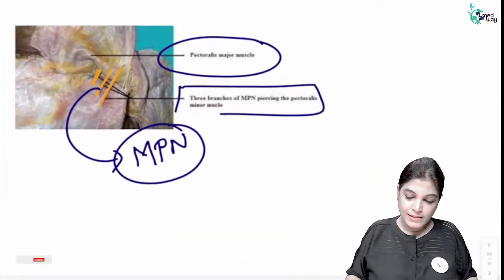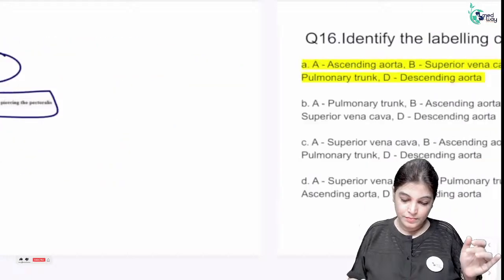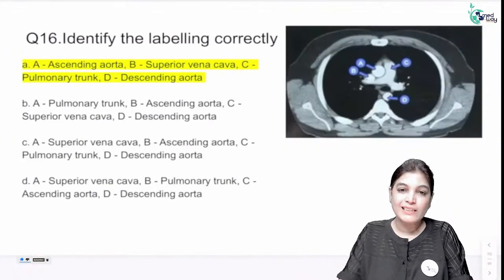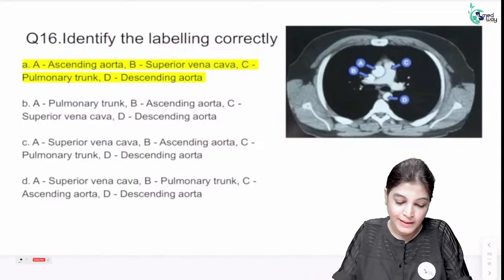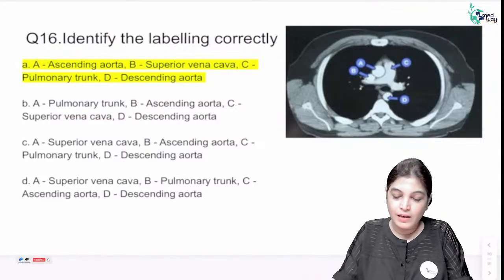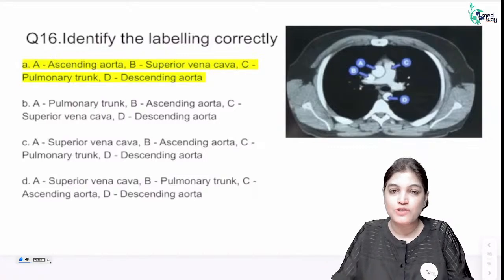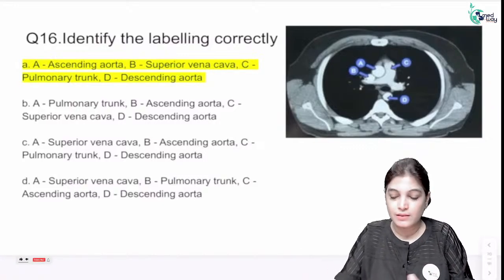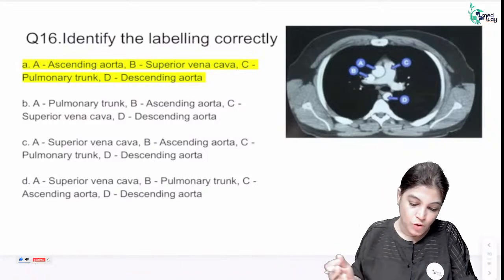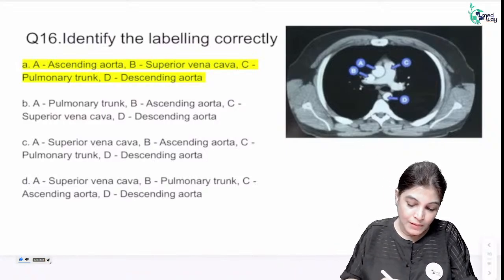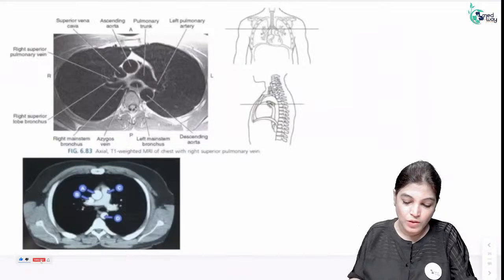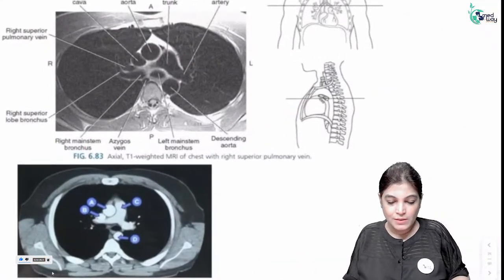Now move to the next MCQ. Identify the labeling correctly. This is a transverse section and we have to identify the structures. I would like to show this transverse section of the thoracic cavity, and then I will show you another image corresponding to it. We have A as ascending aorta, B superior vena cava, C as pulmonary trunk and D as descending aorta. Let's have a look at these images together.